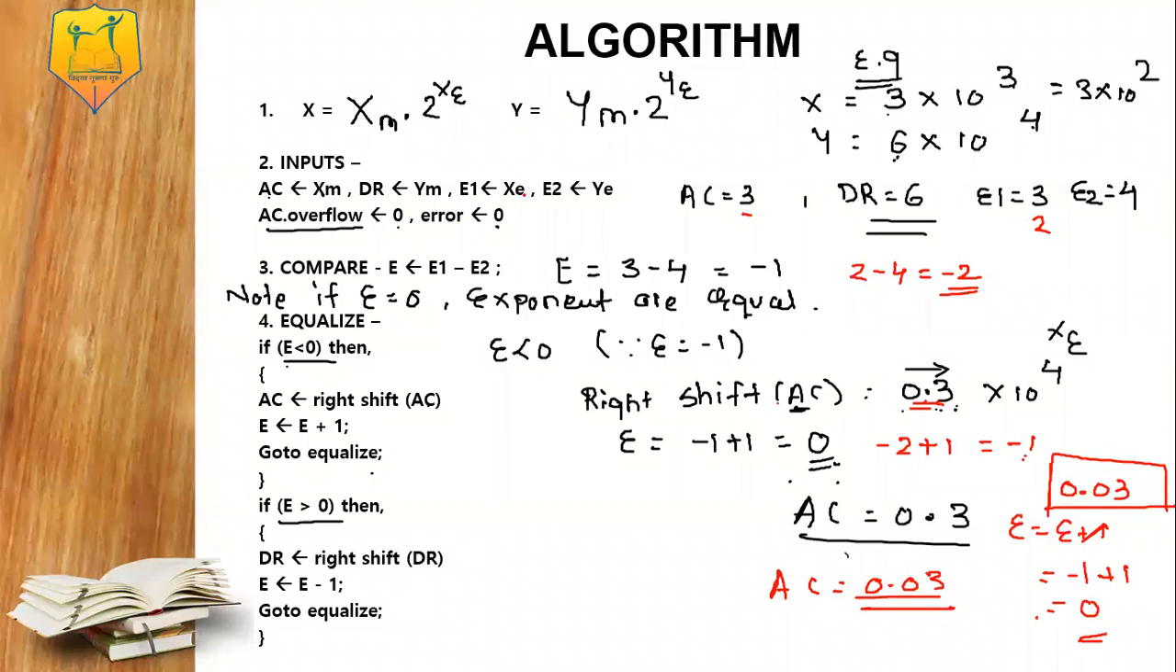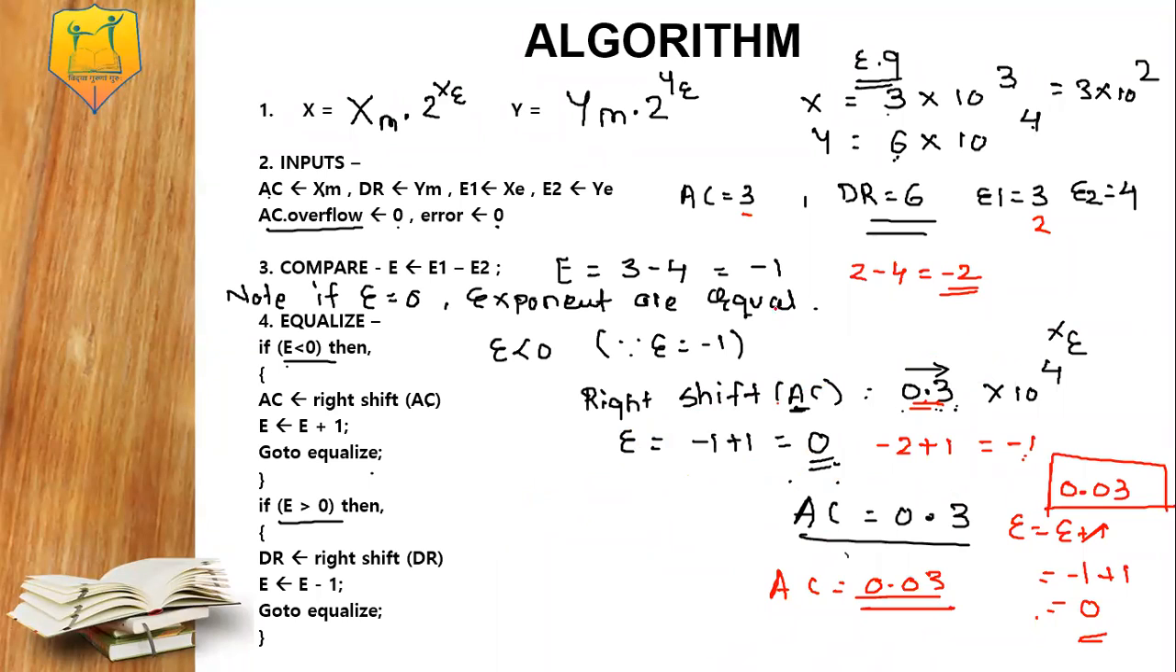Then manually, as I said, compare the exponents. Okay, how are we going to compare? We are going to compare by subtracting E1 minus E2. So I am just subtracting. If it is zero, then obviously the exponents are equal, then simply add the mantissas.